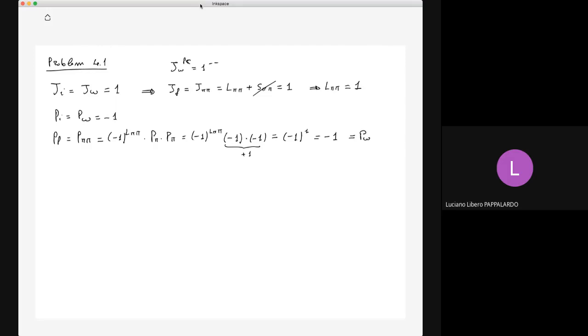What about now charge conjugation? The initial state charge conjugation is the charge conjugation of the omega meson, which is -1, as we know from the text. Then for the final state, we have C_ππ, that is (-1)^L_ππ, because again the pions are scalar objects, so they don't have a spin component. And so this is just (-1)^1, so this is again -1, and this corresponds to the charge conjugation of the initial state. So both parity and charge conjugation are indeed conserved in this decay.